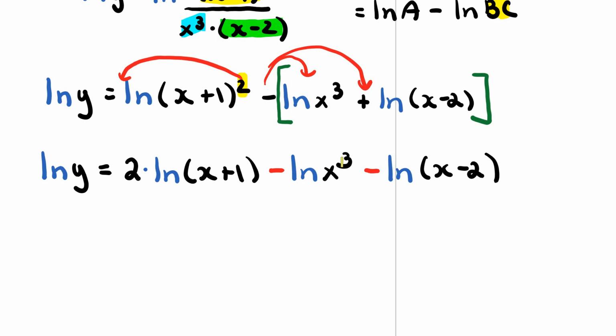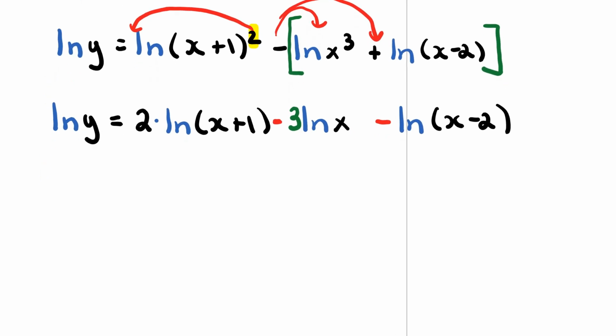And then one more thing I'm going to do over here, I'm going to soccer kick that 3 to the front here. So if I soccer kick that to the front, this will be a minus sign here, and I'll put the 3 there, and then I'll erase that 3 there. Okay, so there you go. We've simplified as much as we can there using logarithmic properties.